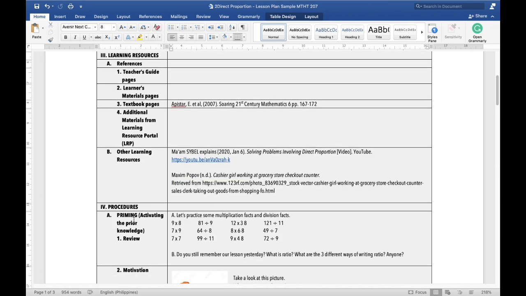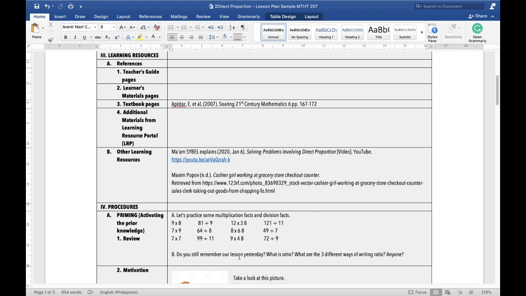Before we start using the 4A's, we have to have the priming, that's activating the prior knowledge by having a review. Okay, let me read this. Let's practice some multiplication facts and division facts. This is very important because it is related to my discussion, which is the direct proportion. How did it become related? Because we need to use multiplication and division in finding the missing term in a proportion.